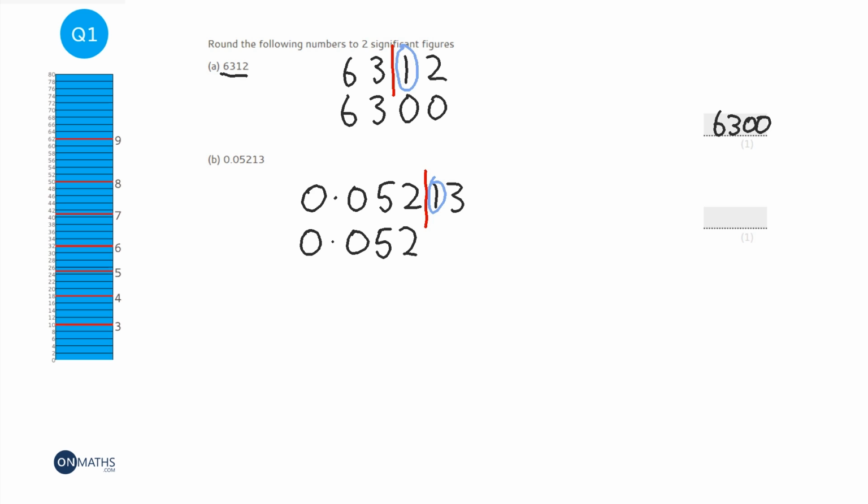0.052. Now, I could put 0, 0 in here, but this time the numbers aren't actually affecting anything. Before, the 2 zeros there were holding that 6 to 6,000 and the 3 to 300, so they were really important. The zeros here aren't actually changing the number at all, so we don't need to have them. So the answer is 0.052.